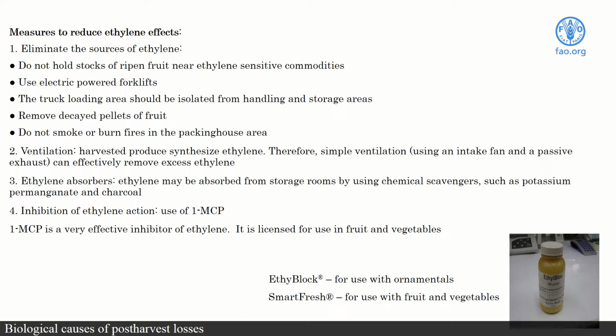1-MCP is a very effective inhibitor of ethylene. It is licensed for use in fruits and vegetables, as EthylBloc for use with ornamentals, and as SmartFresh for use with fruits and vegetables.